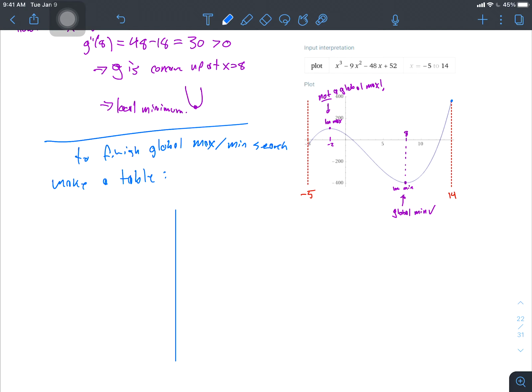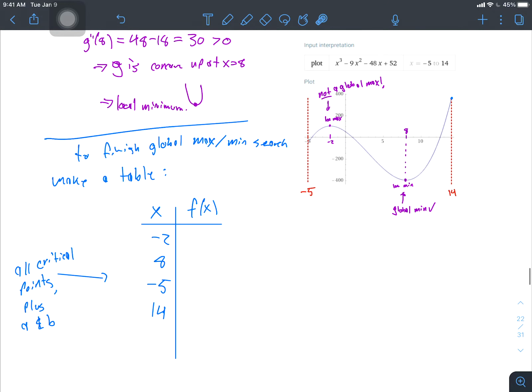And on the table, we are going to put the x values on one side and the function values on the other side. And the values which need to go here are all critical points plus a and b. Okay, so here would go -2 and 8 because these are my critical points. And I'm also going to include the boundaries, which in this case are -5 and 14.